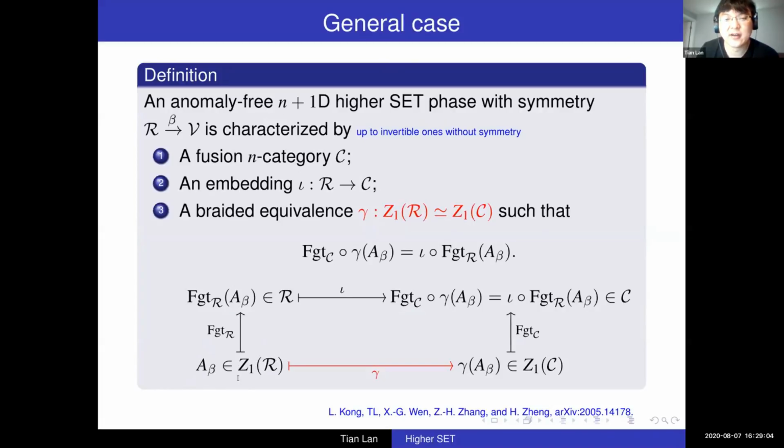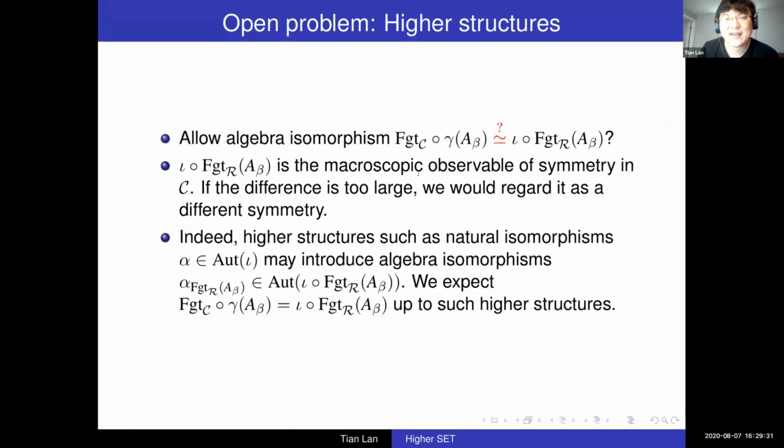A beta is in ZR, and then there are two ways to get an algebra in C. One is by forget and then embedding, and the other way is this equivalence and forget. We want them to be the same algebra in C. And you may notice here I put an equality here, which is not very natural in the context of higher categories, but there's some physical reason behind it. So generally speaking, we should allow some algebra isomorphism or higher isomorphism here between the algebras.